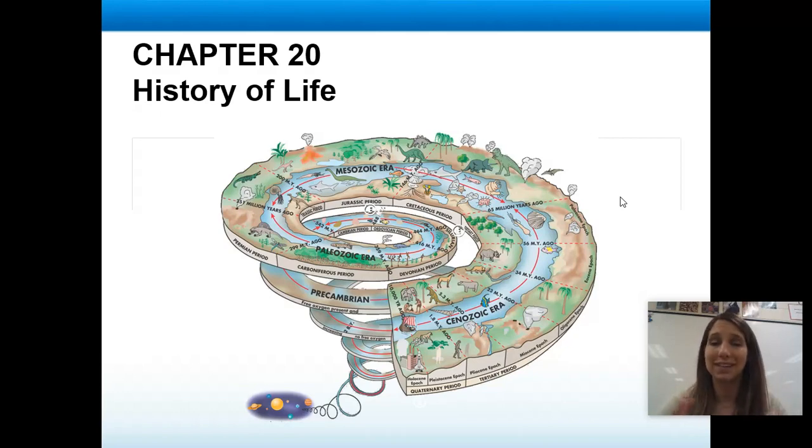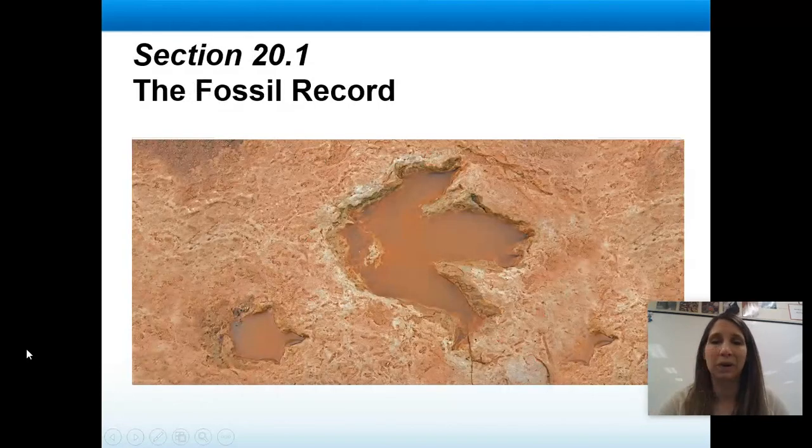Okay, so as always, get the title for me, and then we're going to go through section 20.1. So that's called the fossil record. And you can see in this picture, we're looking at an example of a fossil, which would be an imprint of what looks like maybe a dinosaur foot or something of the like. And you can see there's a smaller indentation over here also. So these are certainly one type of fossil, and there are many, many different types that we're going to be looking at here.